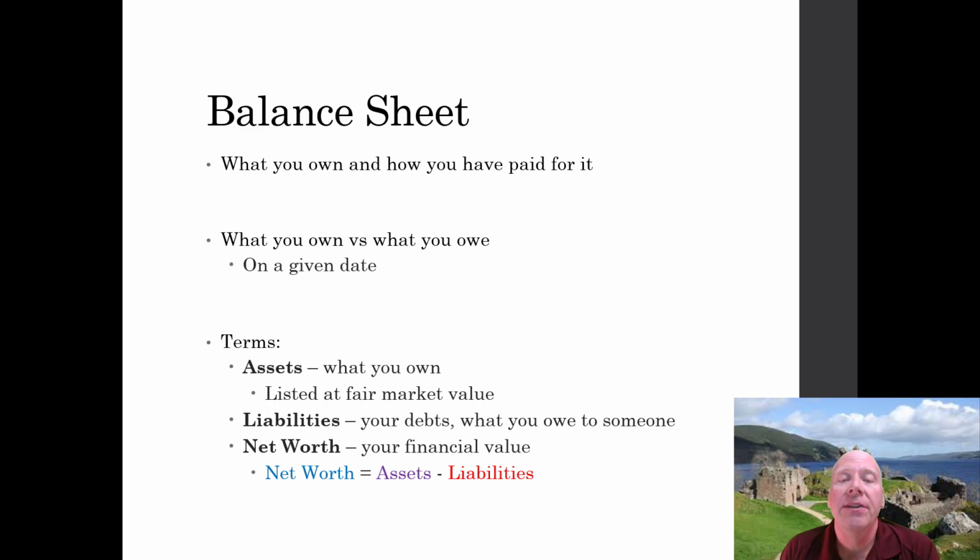Liabilities, these are your debts. You might also hear it referred to as credit. This is money you owe to someone else. This will be credit cards, auto loans, student loans, home mortgages, those types of things.